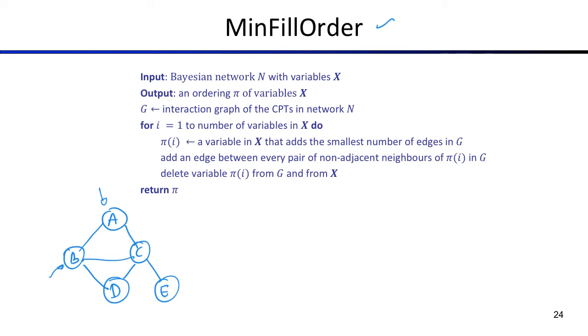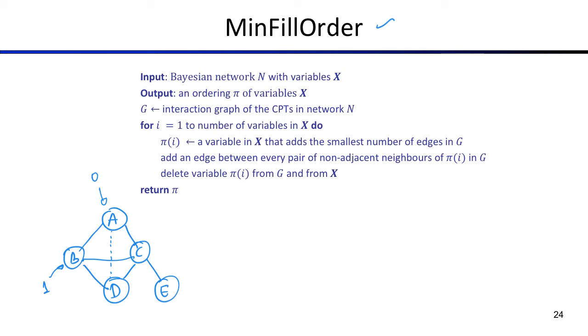If I eliminate the variable B, I will need to connect together A and D because I need to connect all the neighbors of B, and the neighbors are A, C, and D. And C and D and C and A are already connected, so we need to create one fill-in edge. So for A, I created 0, but for B, I will need to create 1.